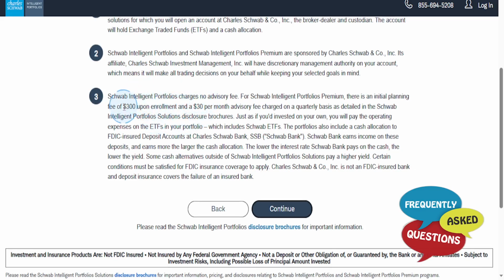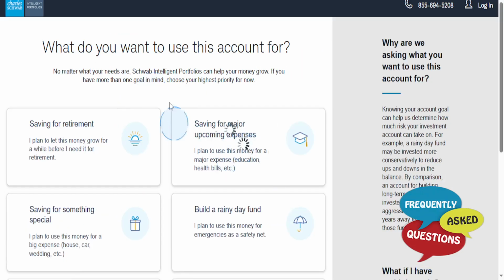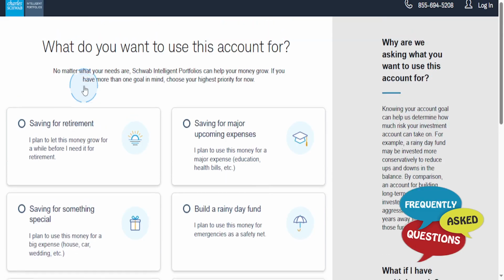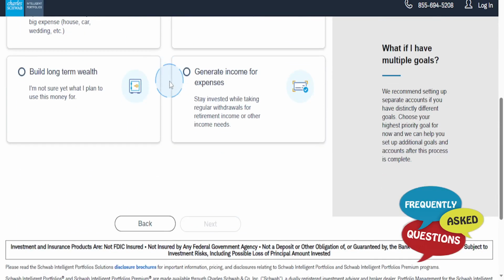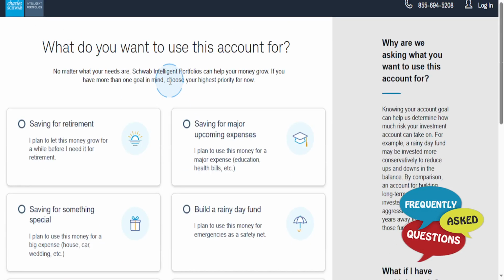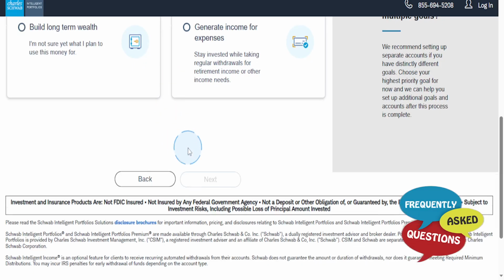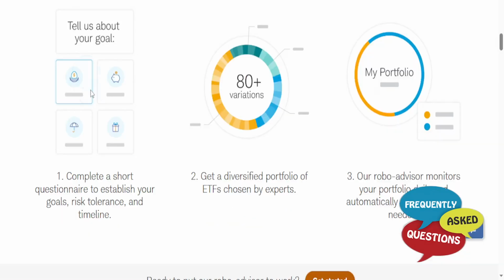And there are some fees. There's a $300 upon enrollment and $30 per month. So explain to them what kind of account you want to use this for. Like, what do you want? What are you expecting? What are your goals? Okay, they'll establish your goals, your risk tolerance, your timeline, right?